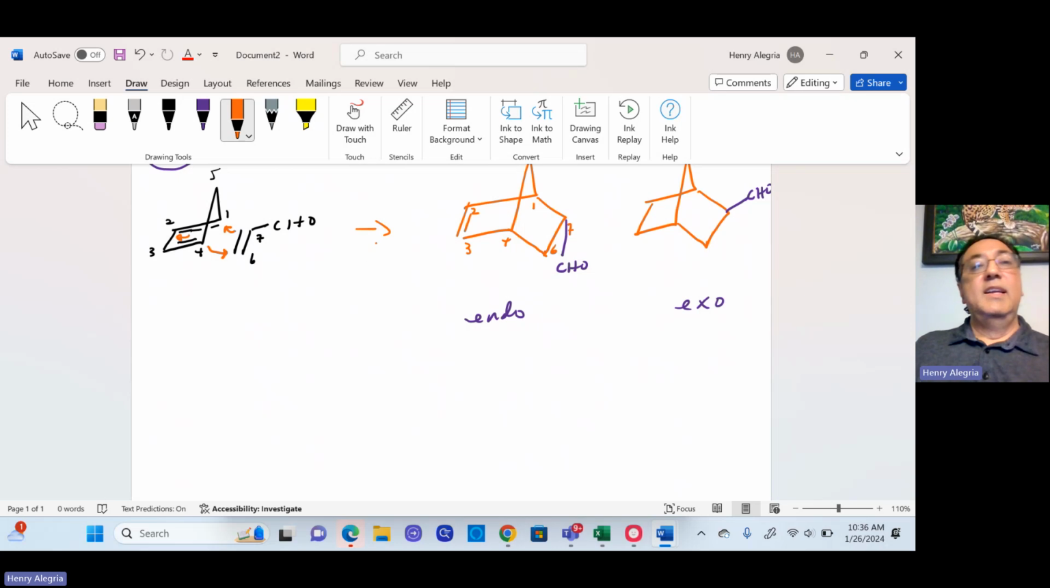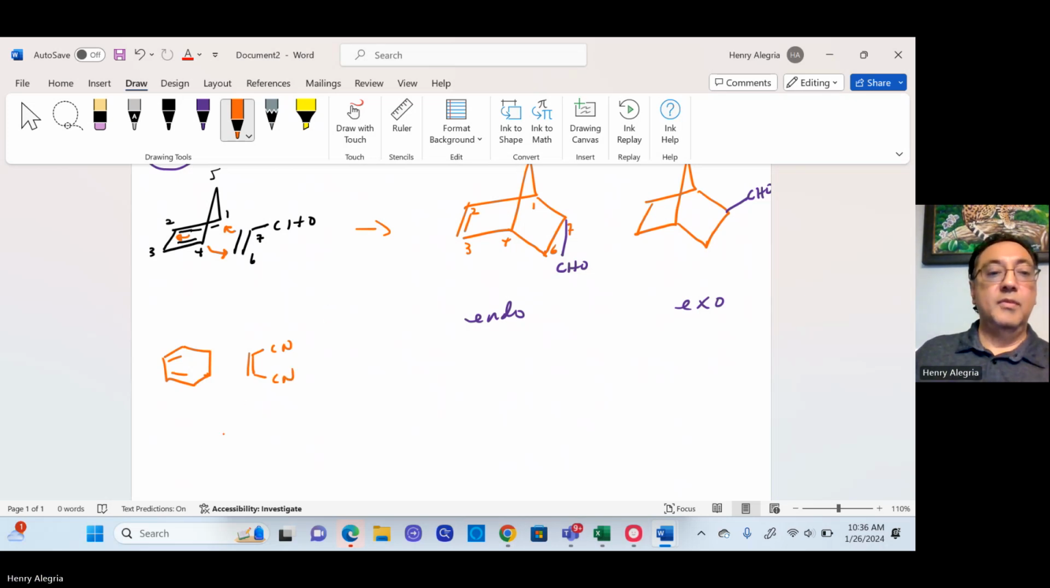Now, I said the preference is, let's say that I was reacting this diene with this dienophile. So I'll redraw. Let me put numbers so we're keeping track of things. So you can tell 5 and 6 are not going to participate in this reaction, right?